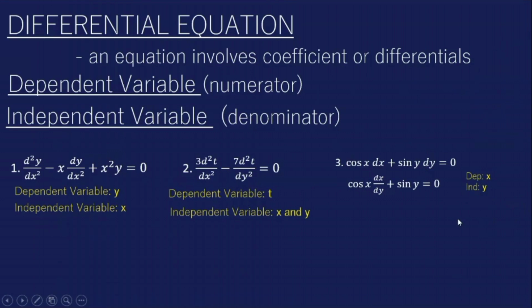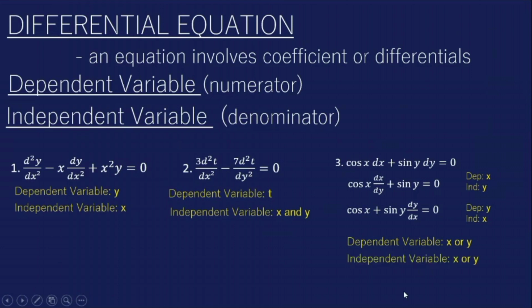If we divide it by dx, cosine x plus sine y dy over dx is 0. So the dependent variable and independent variable are y and x. So, in general, the dependent variable is x or y. It depends on what we divide the equation by, dx or dy. And the independent variable is also x or y.